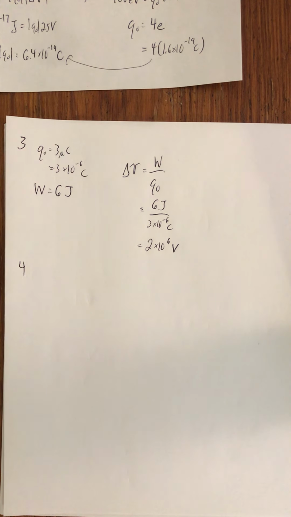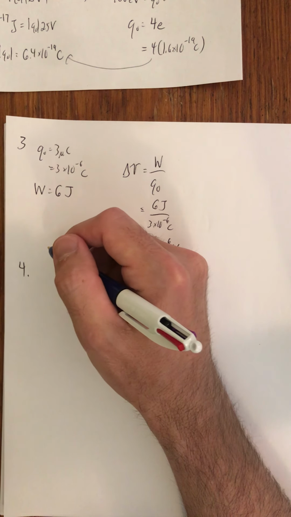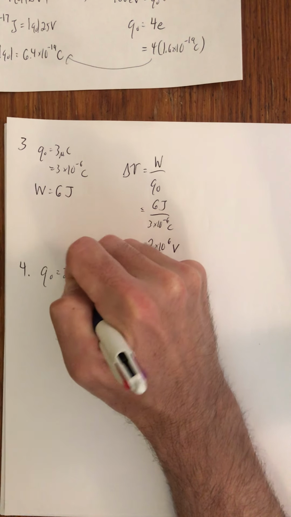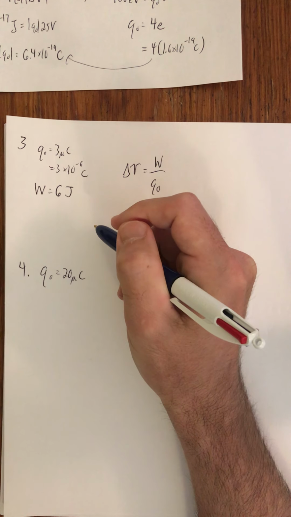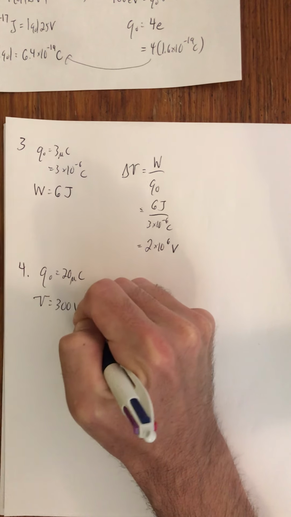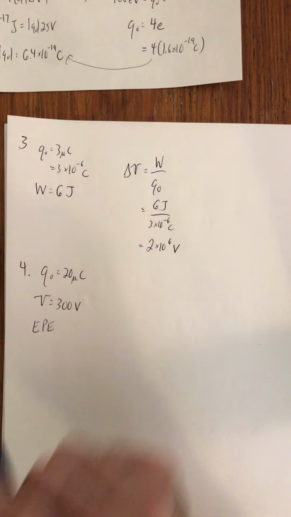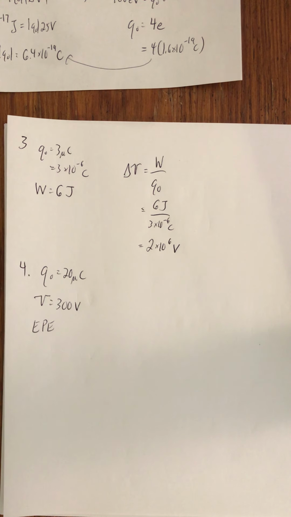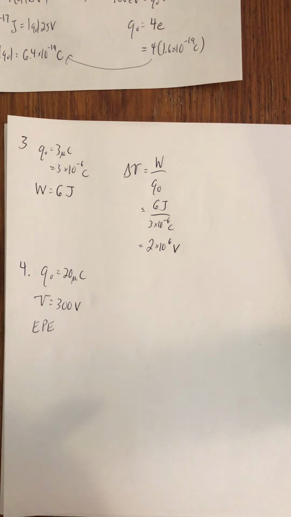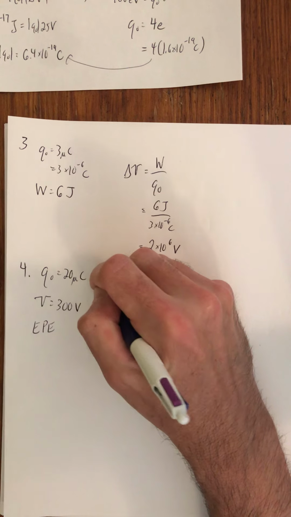Oh, now this is different. This is not about potential difference. Does a 20 microcoulomb charge have at a location where the electric potential is 300 volts? Okay, so notice here, I'm looking for EPE because we're talking about what's happening at one point in space, whereas 1, 2, and 3 were about moving the object through 2 different points in space. So that's the difference in the text here.